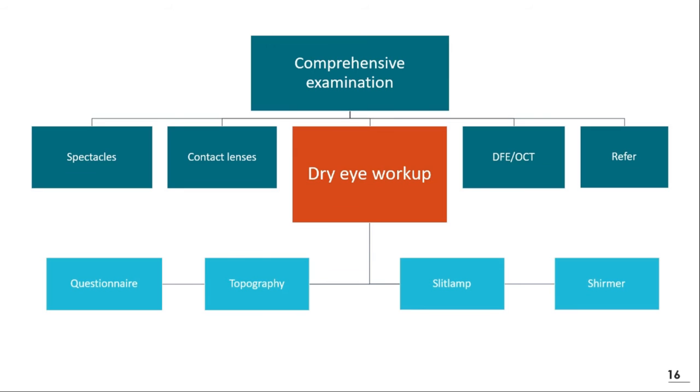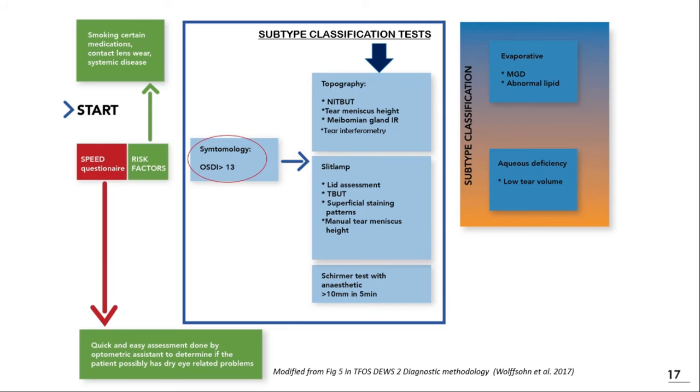The dry eye workup is part of a management plan to actually focus on sorting out their ocular surface problem. Okay. So just back to what the workup is about: the questionnaire, the topography, the slit lamp, and then the Schirmer test. So let's go through what each test or what each group actually includes.